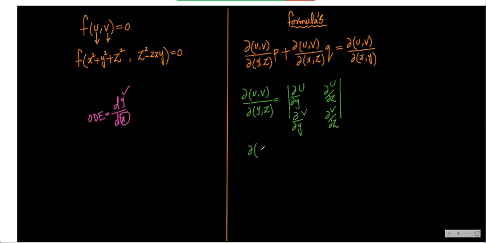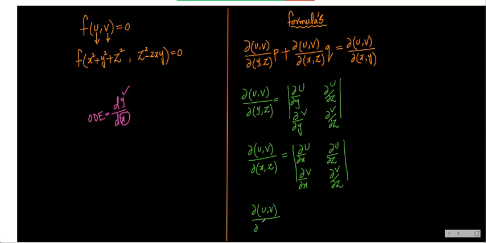Second one, Jacobian of u, v with respect to x, z. Once again, we can write this one with the logic. The logic is ∂/∂x, ∂/∂z, ∂/∂x, ∂/∂z. Now again, u, u, v, v. And we have one more formula, that is Jacobian of u, v with respect to x, y.